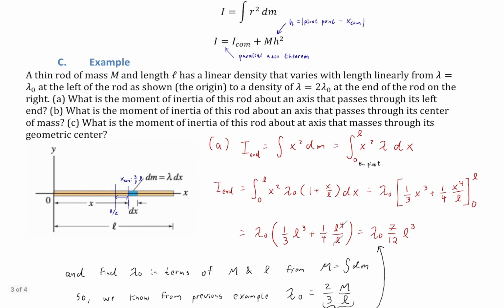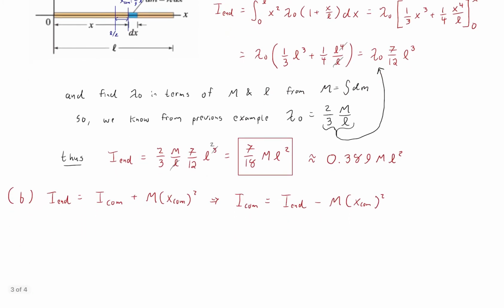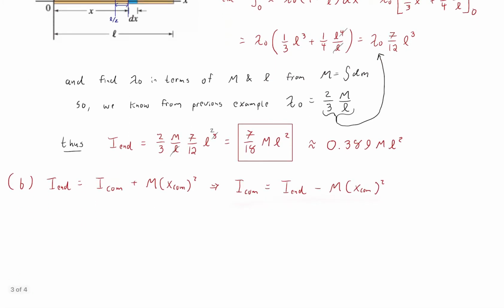Okay? And that's kind of what we do in part C, because in part C we move to the geometric center, right? Which is neither the end nor the center of mass. The geometric center is at L over 2. And in that case, we couldn't have gone straight from A to C because neither of those would have been the moment of inertia about the center of mass. Okay, so here we're just going to plug in our values.